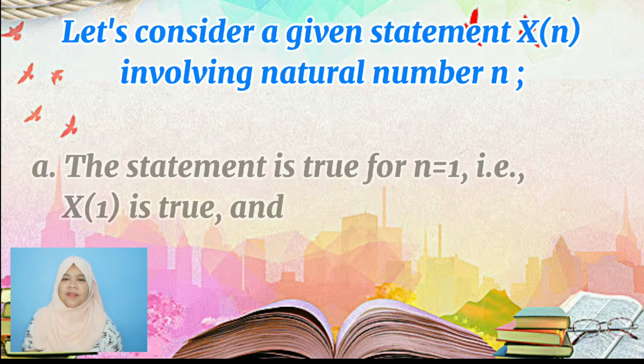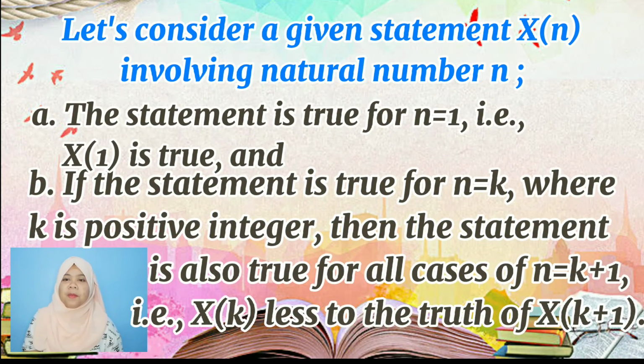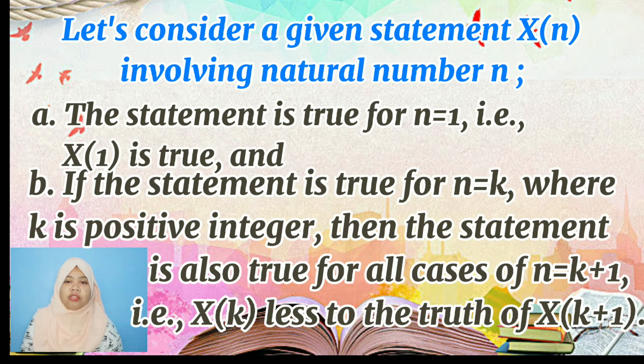So let's consider a given statement x of n involving natural number n. In letter A, the statement is true for n is equal to 1, as x of 1 is true. And letter B, if the statement is true for n is equal to k, where k is a positive integer, then the statement is also true for n is equal to k plus 1, as x of k leads to the truth of x of k plus 1.